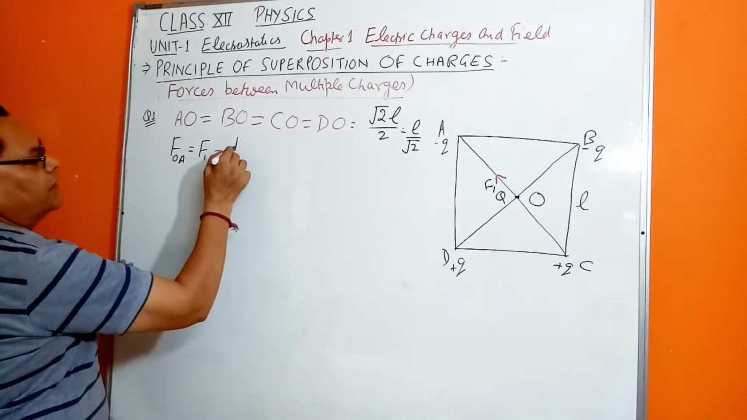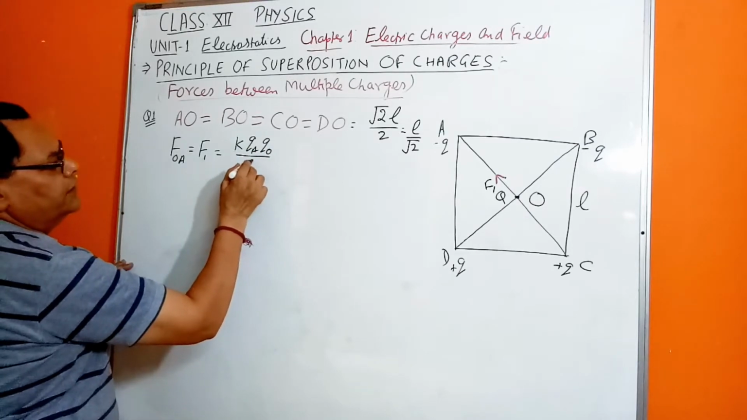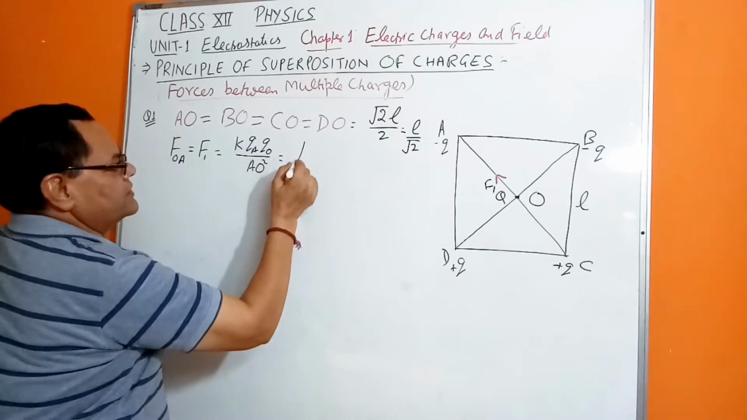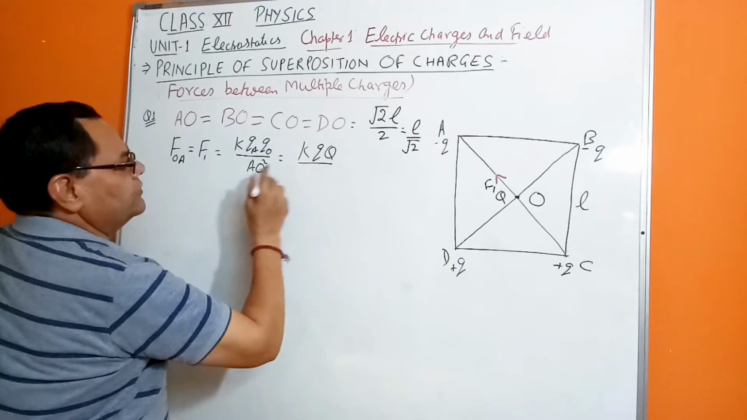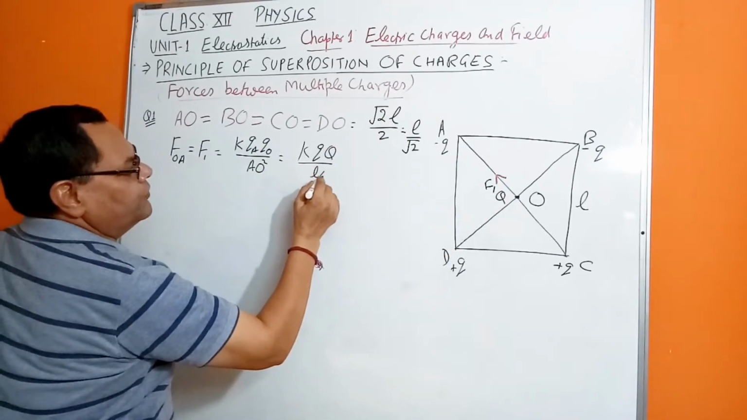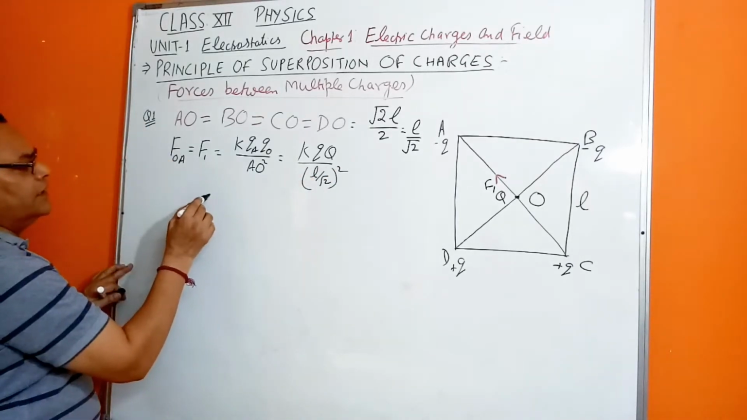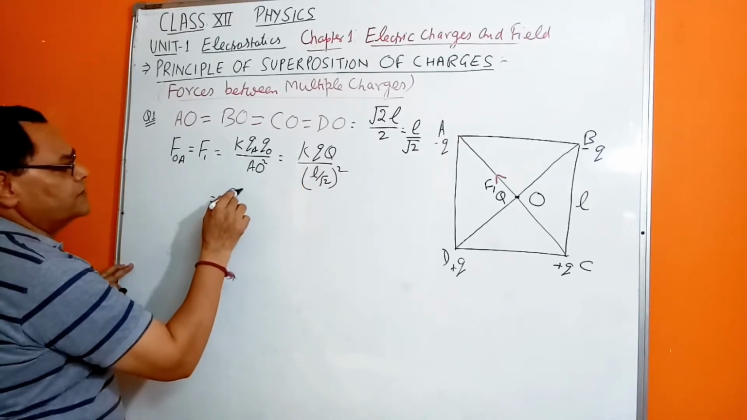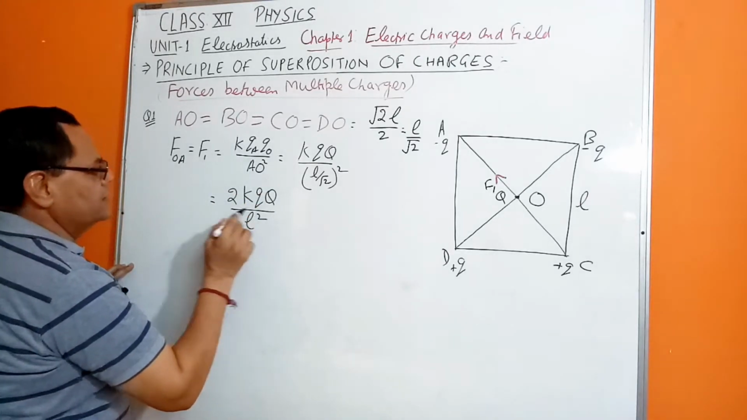This will be equal to K, Q at A, Q at O upon AO square. So K as it is, QA is small q, QO is capital Q, and upon AO square. AO is L upon root 2, whole square. So finally this will become L square upon 2, so 2 will go up. So 2kqQ upon L square.